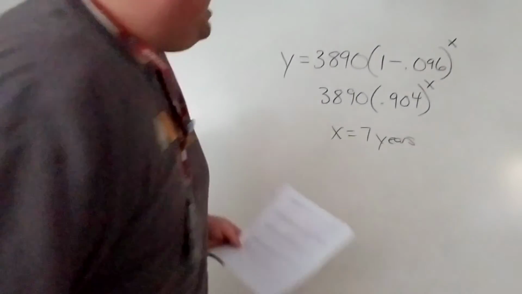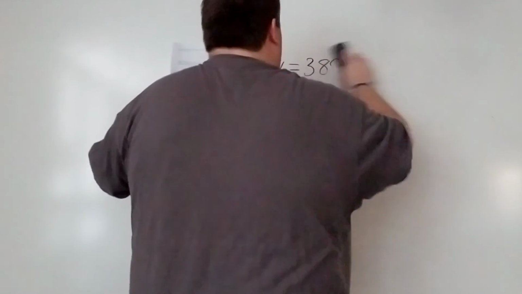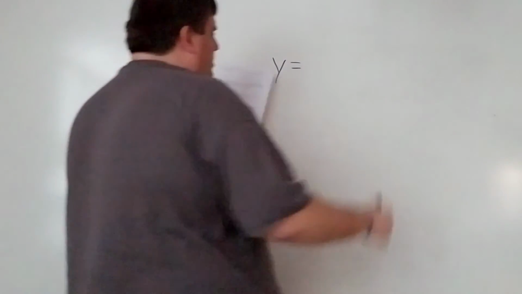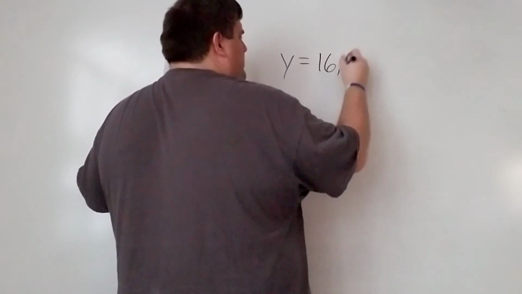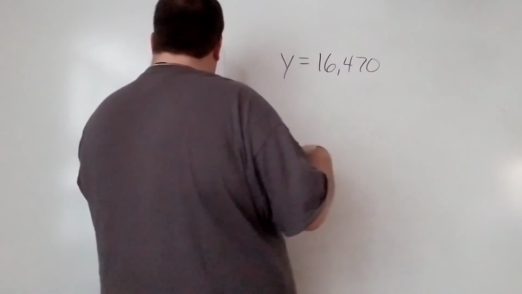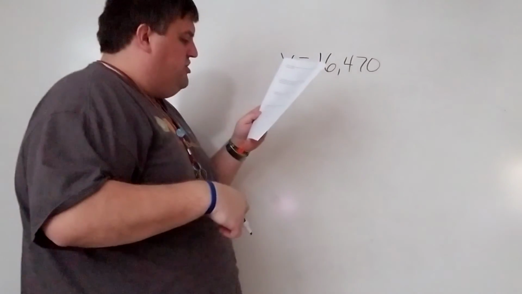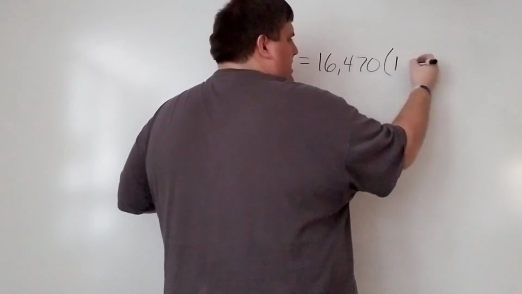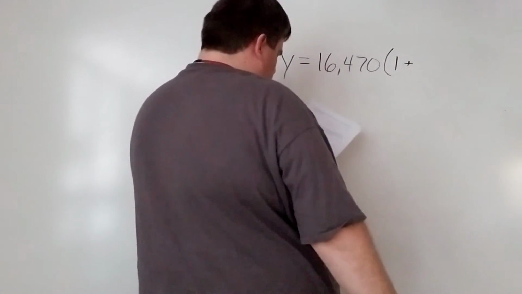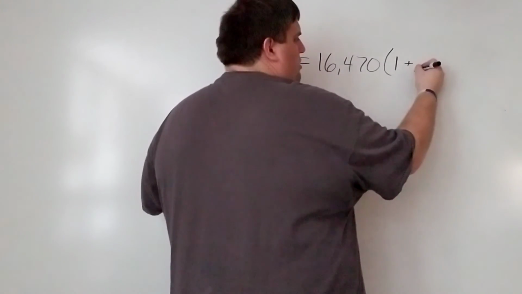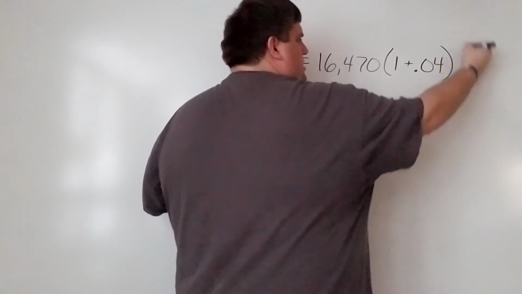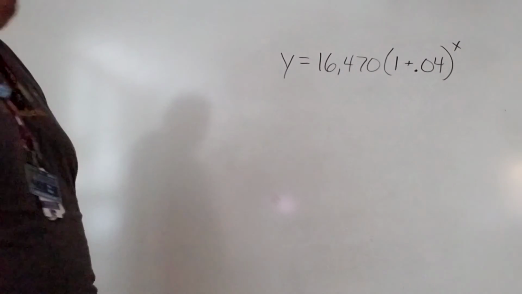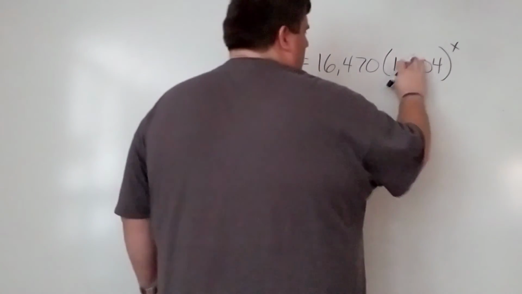All right, and then the very last one here is another population one, the Bahamas. In the year 1990, there was 16,470 people. It's growing at a rate of 4% each year. How many people live in the Bahamas in 2021? So the rate, it's growing, so we know that's growth. So we're going to put a plus sign in there. At 4%. So there's our function. Or if you add it in here, it would just be 1.04, right?